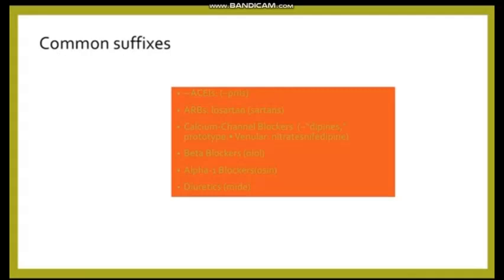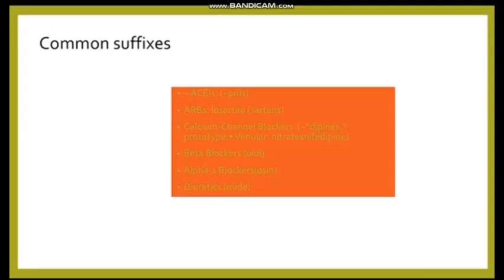The third one, CCBs, calcium channel blockers. The suffix is dipines, but you already know that. So examples: nifedipine, nimodipine, nitrendipine, like that. The fourth one is beta blockers. Examples: atenolol, bisoprolol, metoprolol, propranolol, like that.